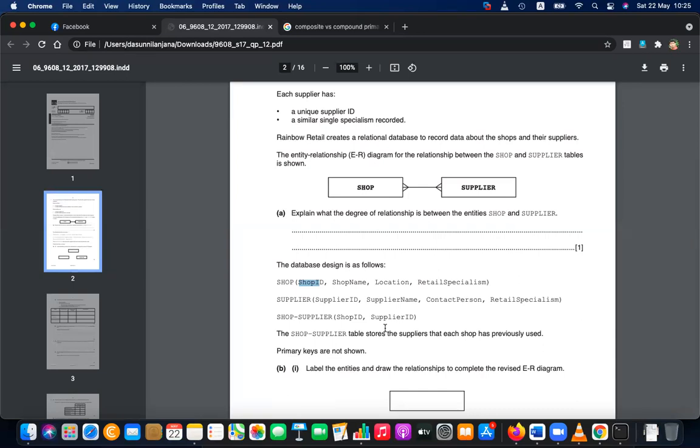If it is a single-key primary key and it is in 1NF, then it is in 2NF also. But if it is a composite key or compound key, then there can be a violation of 2NF.